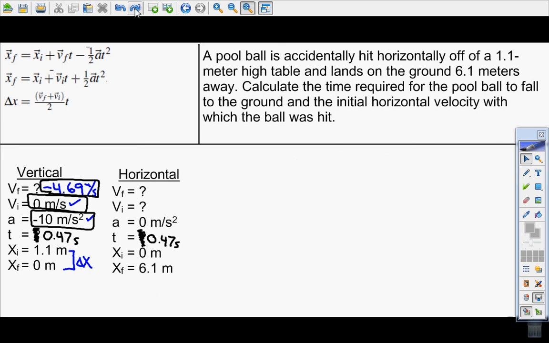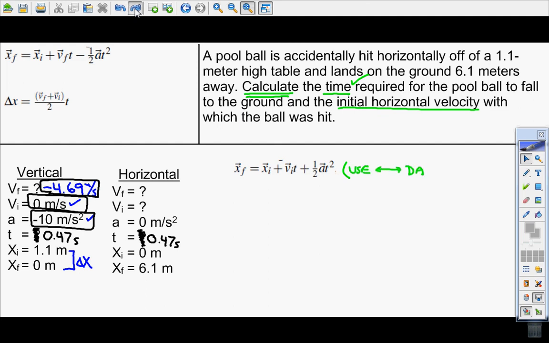Alright, last but not least, step number 3 is to find what is my horizontal velocity. So what was the velocity I hit the ball with off of the pool table? Well, I've calculated the time, check. And now I'm going to calculate the initial horizontal velocity. To do this, I'm going to be using my horizontal data, and I have a lot of my horizontal data.